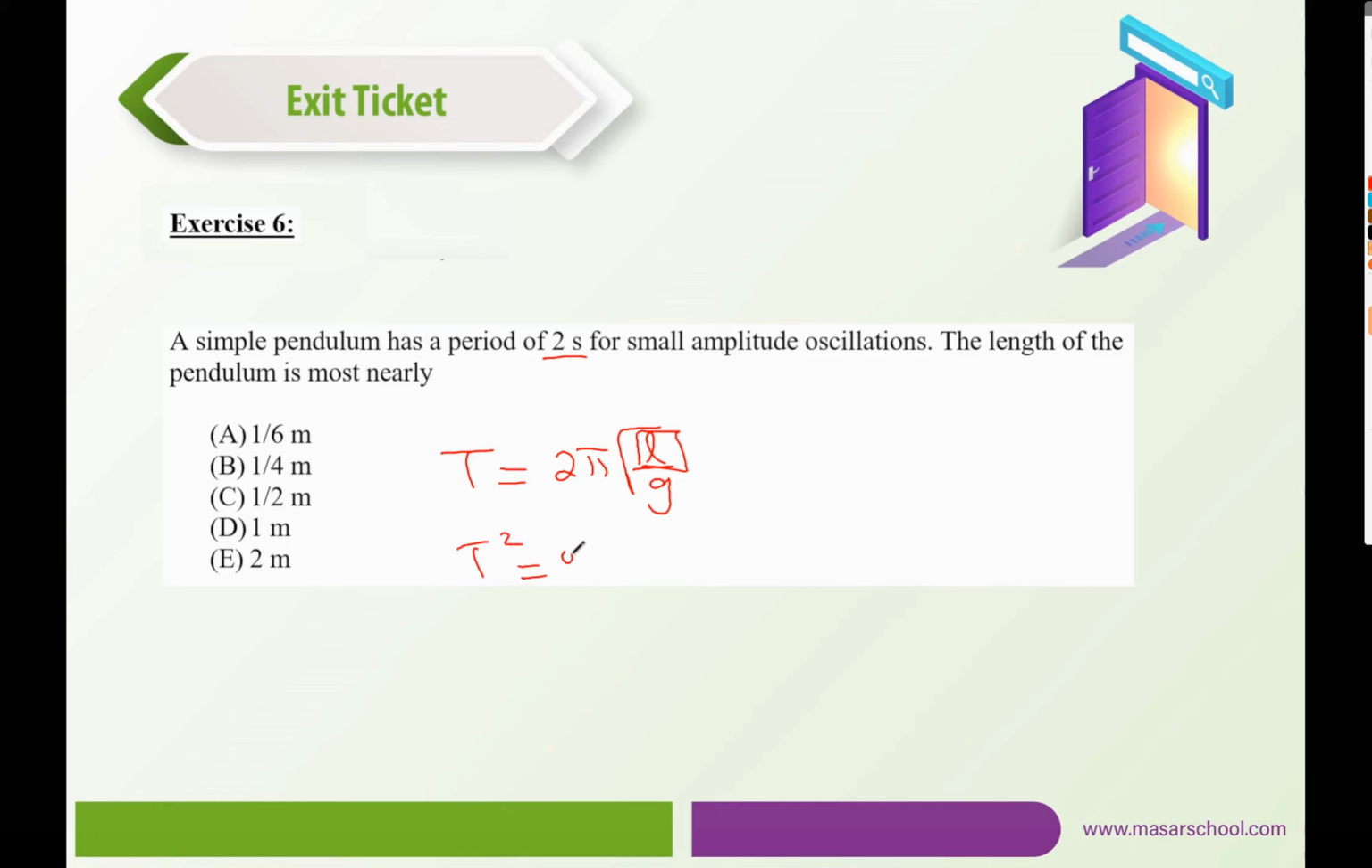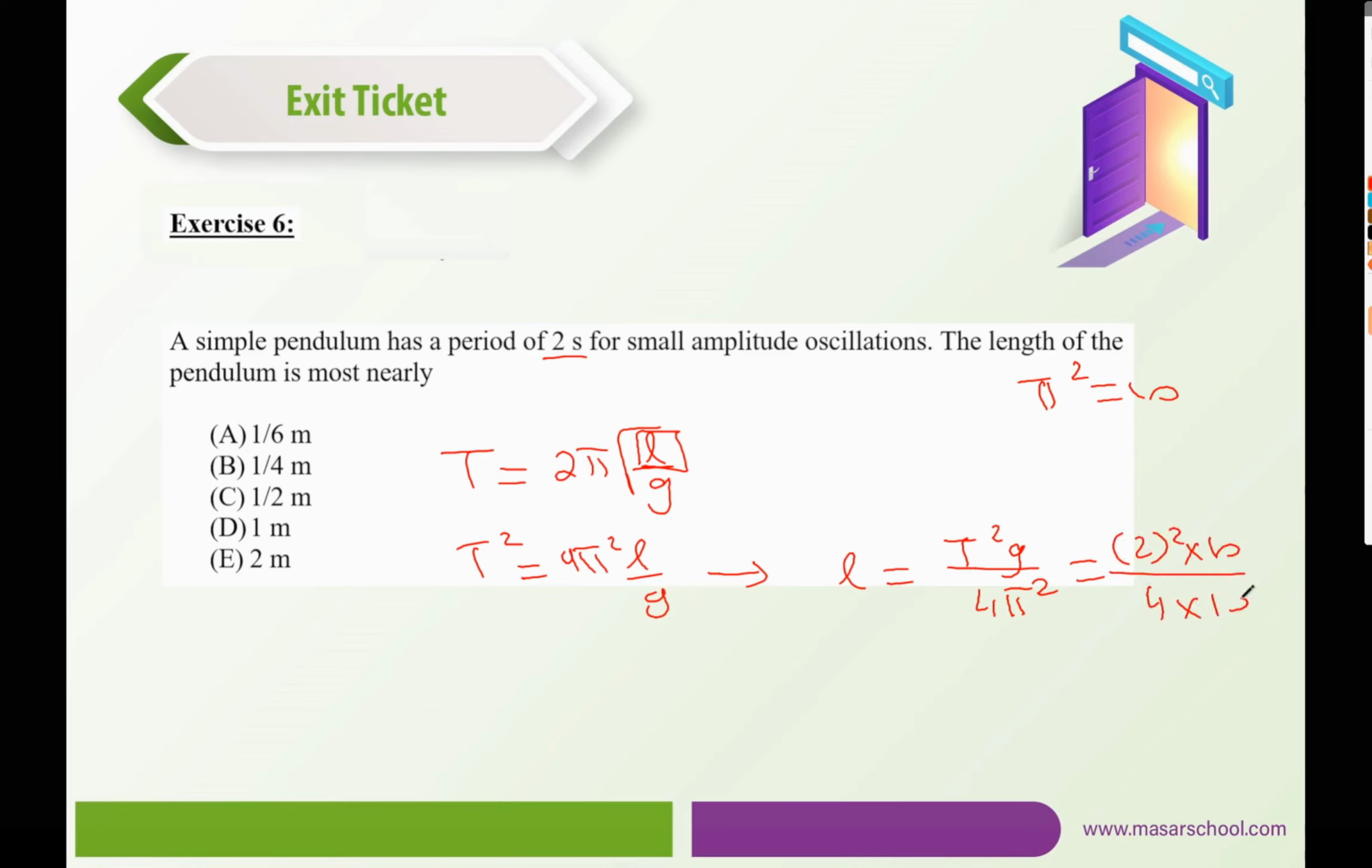Then T squared would be 4 pi squared L over g. Then L in this case, if you isolate it, would be T squared g over 4 pi squared. The numbers seem to be perfect, which means we can make use of the fact that pi squared is equal to 10. Then L would be 2 to the power of 2 multiplied by 10 divided by 4 multiplied by 10, which means that L is 1 meter, making D the correct answer.